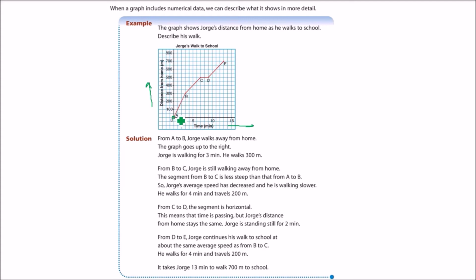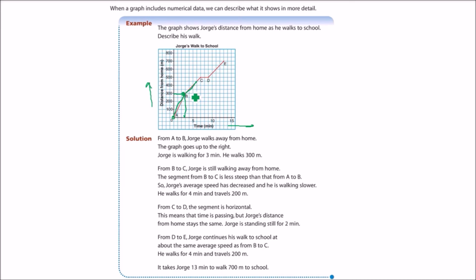Now he goes up to the right like this. George is walking for 3 minutes. He walks 300 meters like this. So 3 minutes and 300 meters here. Now from B to C, George is still walking away from home.